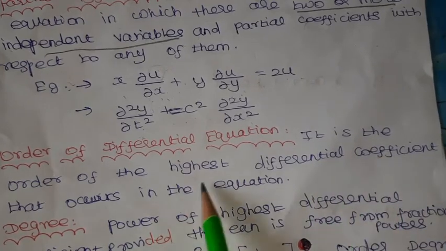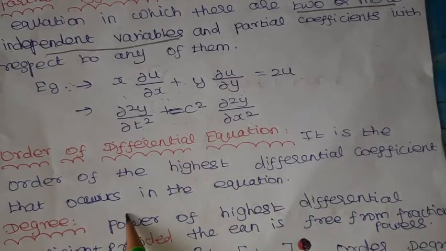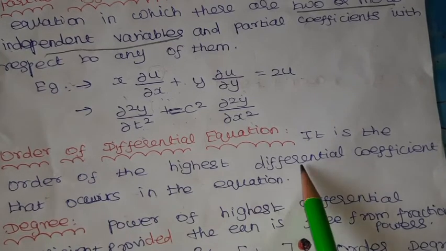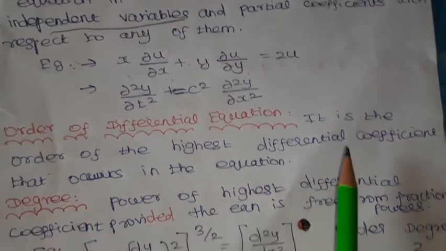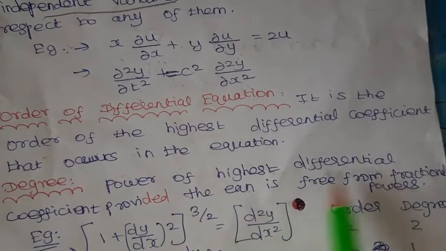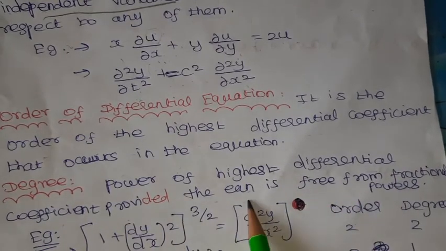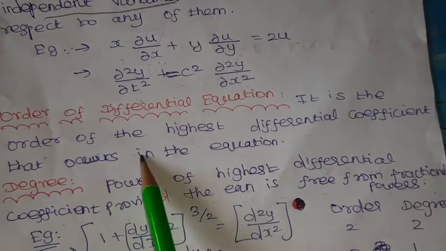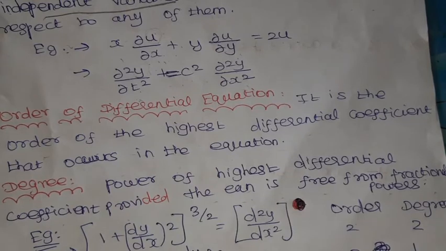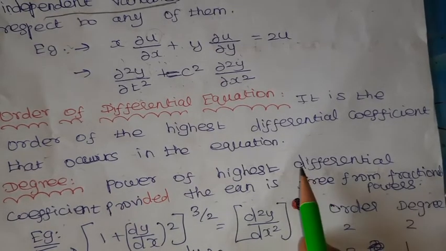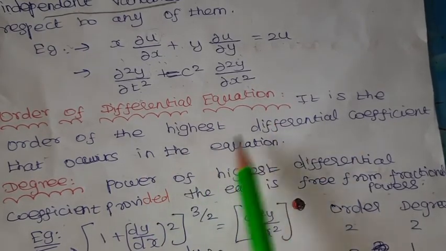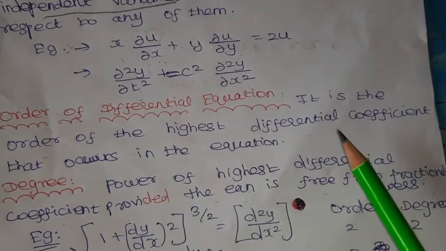It is the order of the highest differential coefficient that occurs in the equation. Highest derivative is known as order, whereas what is degree? Power of the highest differential coefficient, provided the equation is free from fractional powers. Order is nothing but, for example, if any equation is given to us, what is the order? We have to look at the highest differential coefficient or highest derivative, which is known as order.